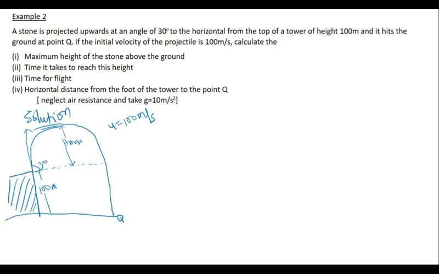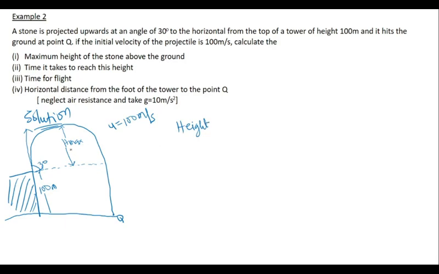So the first one is saying we should get the maximum height of the stone above the ground. So first of all, we need to find the maximum height of the stone above the ground. We need to find the H max over here. Then we add it to 100 to get our maximum height above the ground.